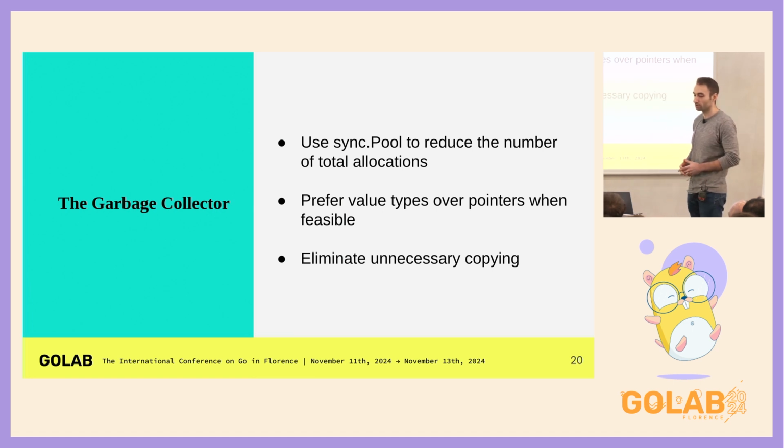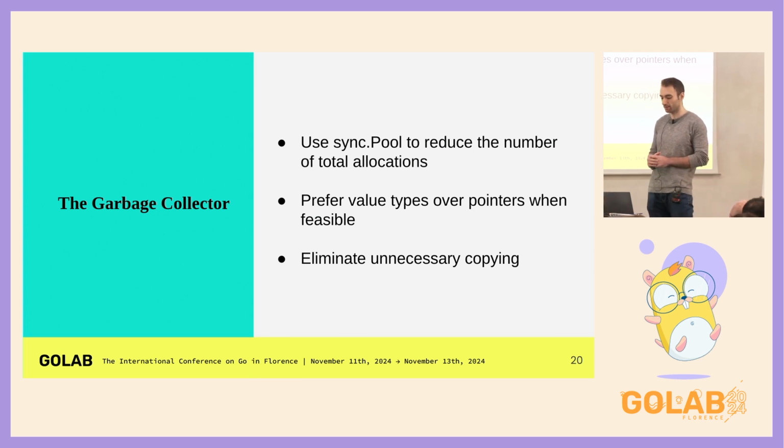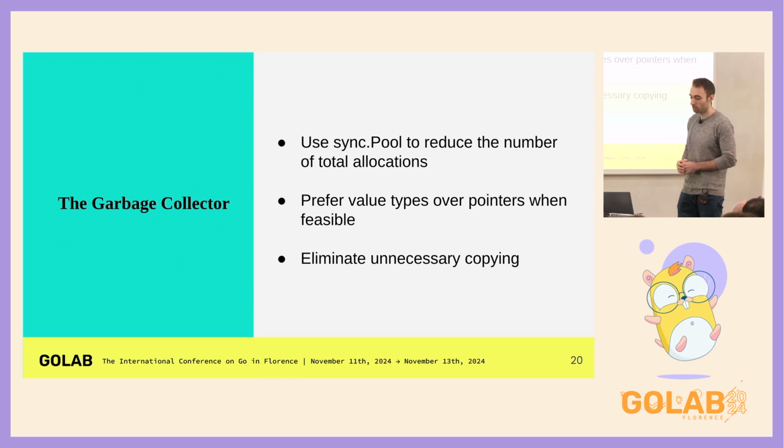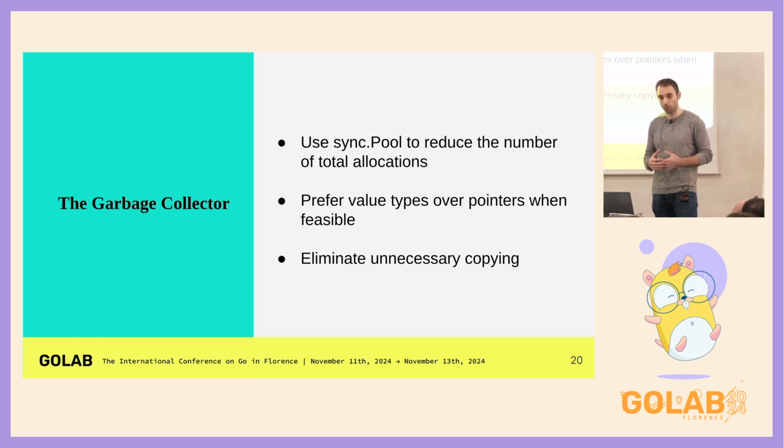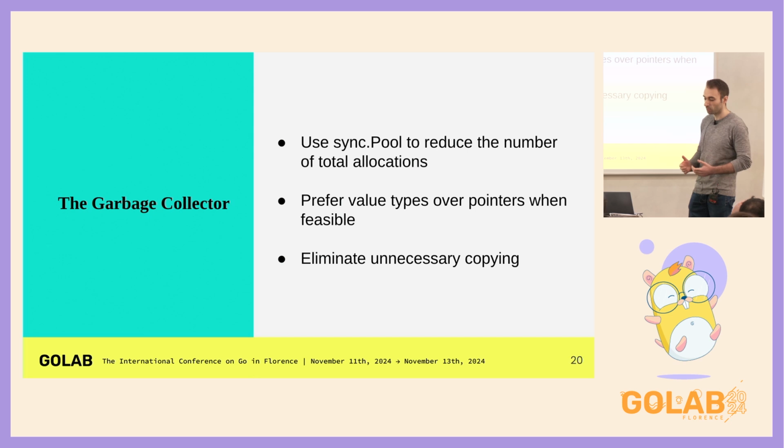One is the usage of sync.Pool, which some of you may know, to reduce the total number of allocations. And the other one is preferring value types to pointers when it is possible, and avoiding unnecessary copying by using the unsafe package.